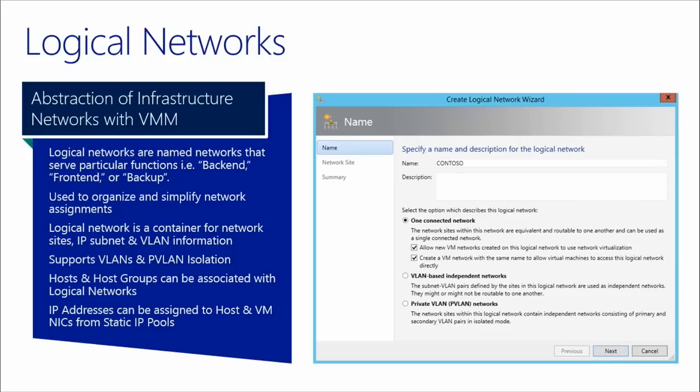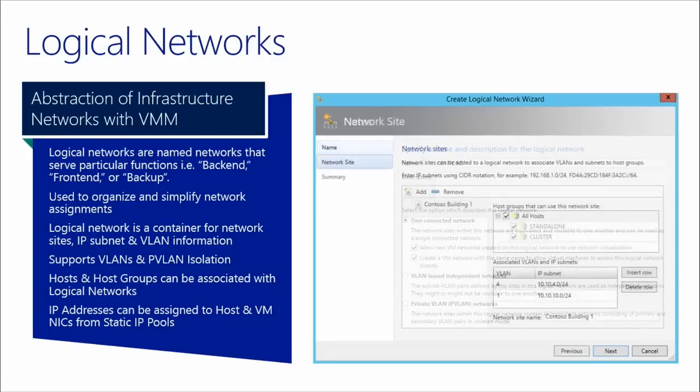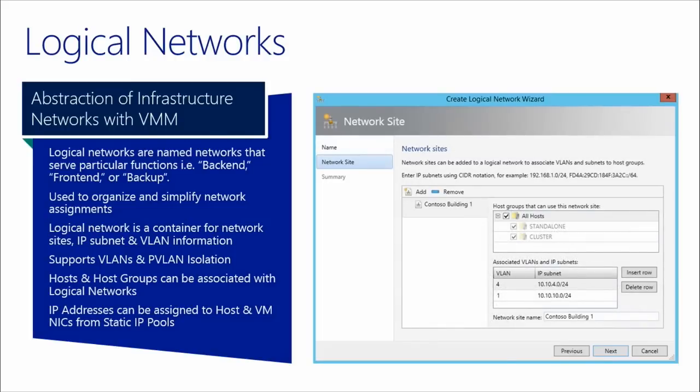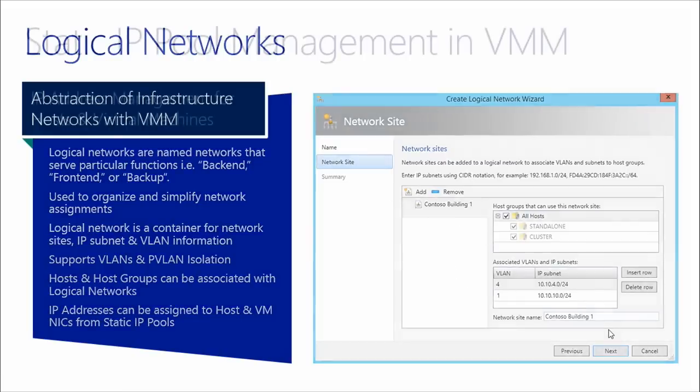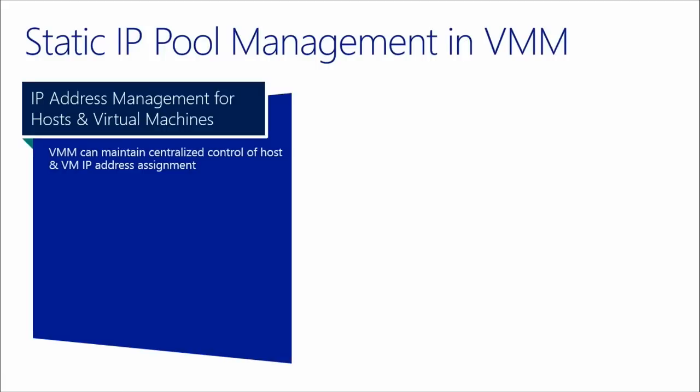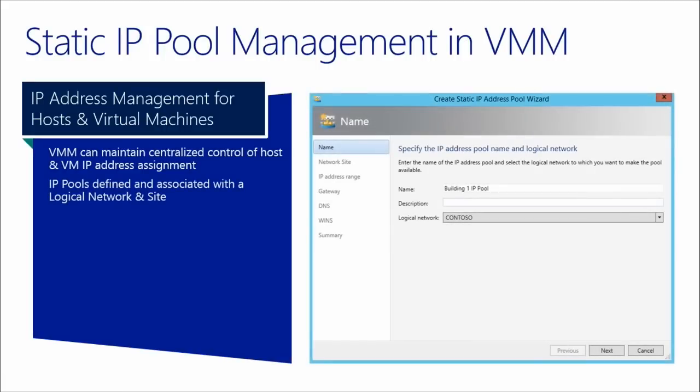And to create a logical network, we'll see some of this in the demonstration easily, but it's a very quick process. Give it a name, identify perhaps some VLANs that are going to exist within that particular logical network and the network sites within that logical network. Give it a name, and it's as quick as that. And from there, VMM can also assign IP addresses and pools.